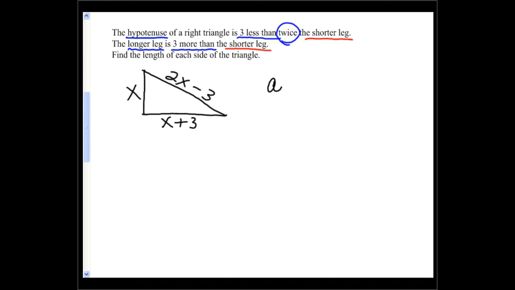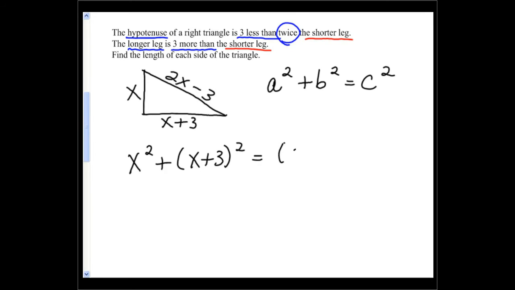Now the Pythagorean theorem is a squared plus b squared equals c squared, where a and b represent the lengths of the legs of the triangle, c represents the hypotenuse. So we can substitute for a, b, and c. We'll have x squared plus (x plus 3) squared equals (2x minus 3) squared.